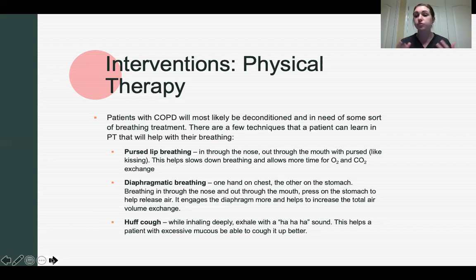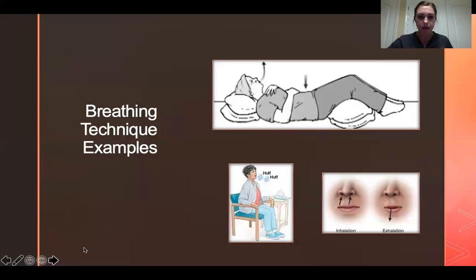A huff cough is really going to be helpful for the chronic bronchitis. It's taking a deep inhale and then making a sound whenever they cough, a really hard cough. And it just helps them get that excessive mucus out. Here are some pictures of the breathing techniques. First one is diaphragmatic, then you have the huff cough, and then you have the pursed lipped.